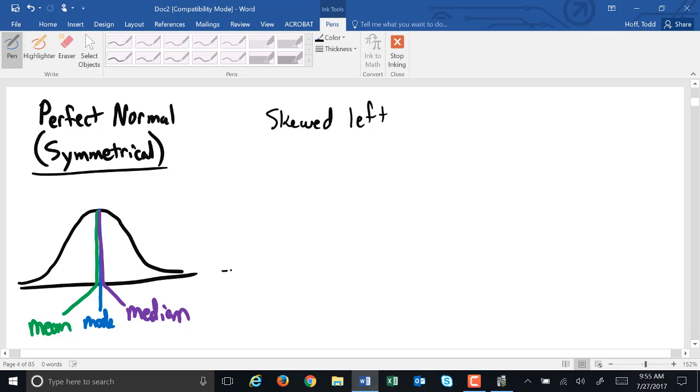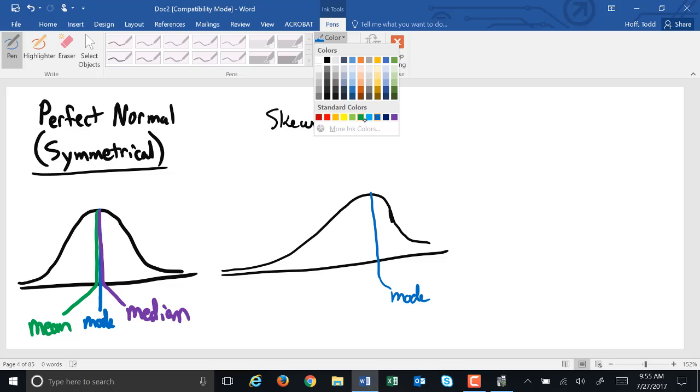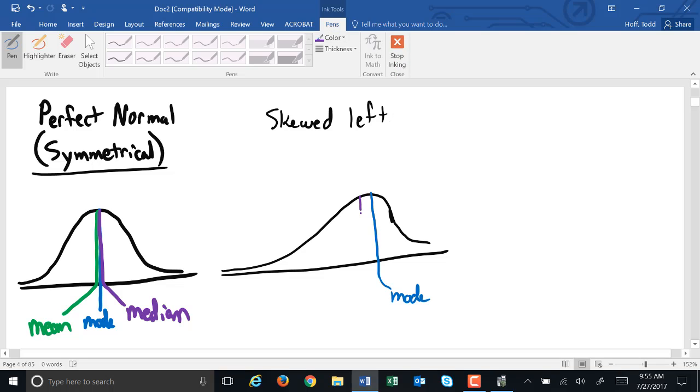If it's skewed left, the mode, of course, is still the highest part of the curve. The median, depending on how skewed it is, moved a little bit. And the mean is moved a little bit further depending on how skewed it is. So the mean and the median both get pulled in the direction of the skew.